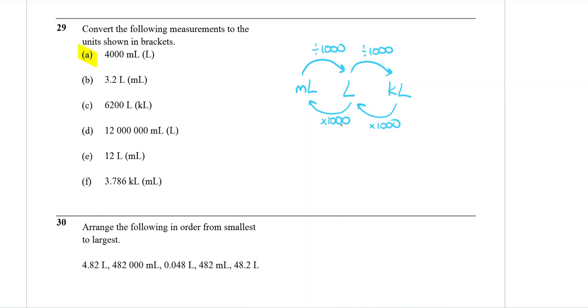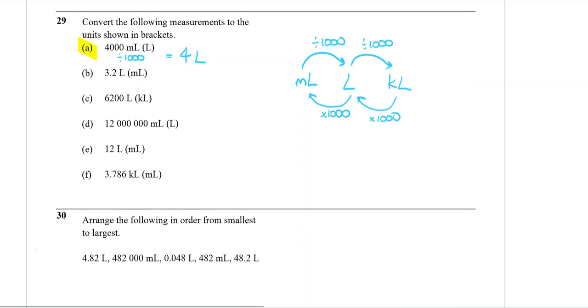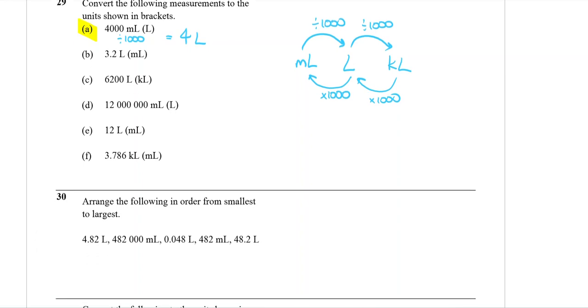All right. So I want to go from milliliters to liters. Milliliters to liters, you divide by 1,000, which is equal to 4 liters. That's it. So some of them you might have, do we have any 2 jumps in there? Yep, this one will be a 2 jump. But using that diagram.